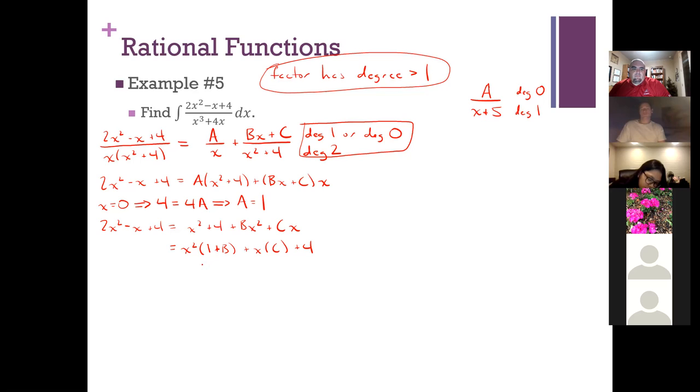It's a negative 1. Yep. C should be negative 1. And for now, we'll just say 1 plus B is equal to 2. So B is equal to 1.